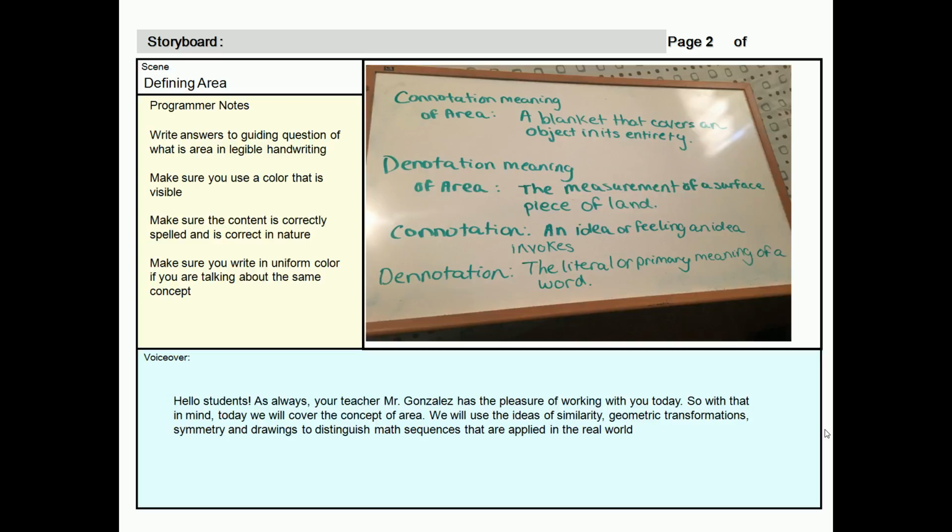Hello students, as always your teacher Mr. González has the pleasure of working with you today. So with that in mind, today we will cover the concept of area. We will use the ideas of similarity, geometric transformation, symmetry, and drawings to distinguish math sequences that are applied in the real world.